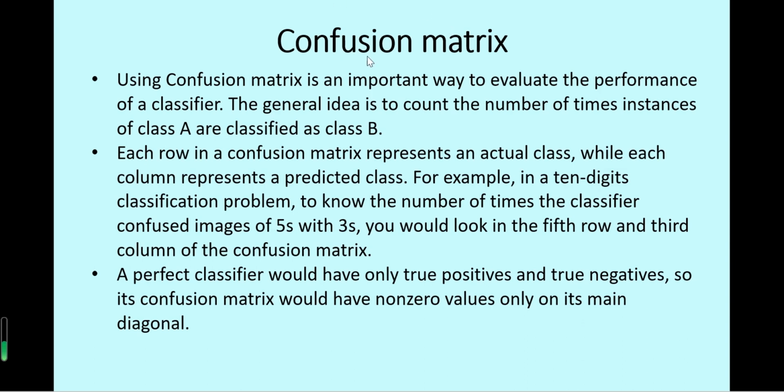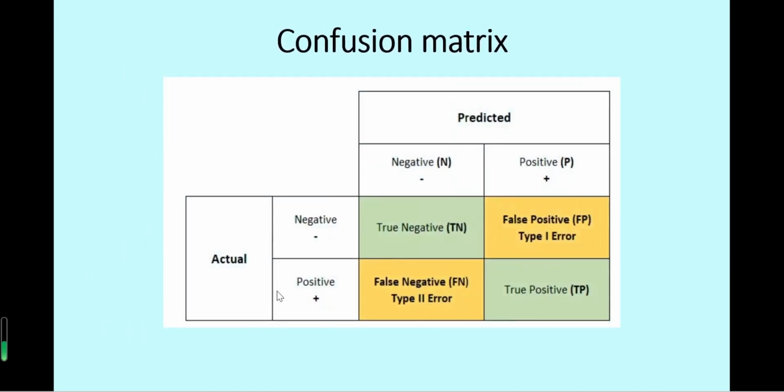So the general idea is to count the number of times instances of, for example, class A are classified as class B. In a confusion matrix, each row represents an actual class. So this is a confusion matrix. Each row is the actual class, negative or positive, and each column represents the predicted value, negative or positive. This area lists the counts of each category.